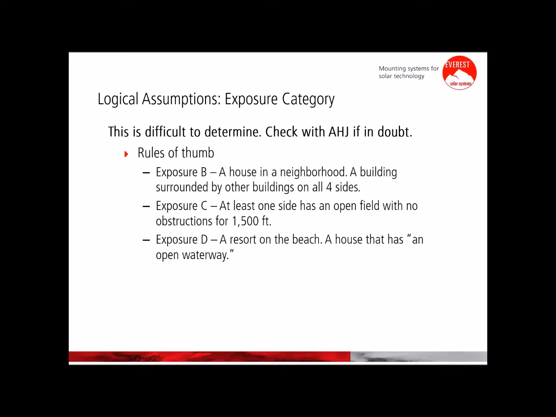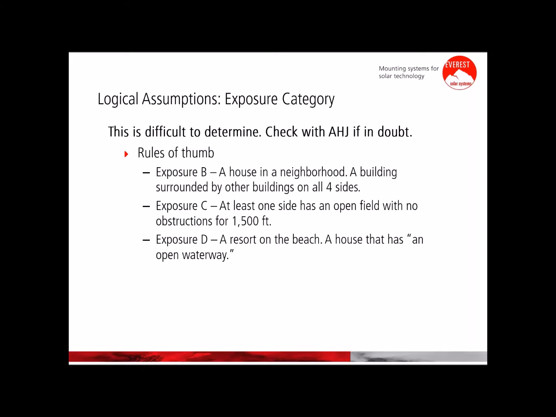Exposure category. This is probably the most difficult one to determine. I've definitely seen cases where it very clearly looks like it would be an exposure B, but the AHJ requires an exposure C. So this is another one, if you're in doubt, check with the AHJ. There are some rules of thumb, again, you can use if you're just trying to get an estimate early on for a bill of material.